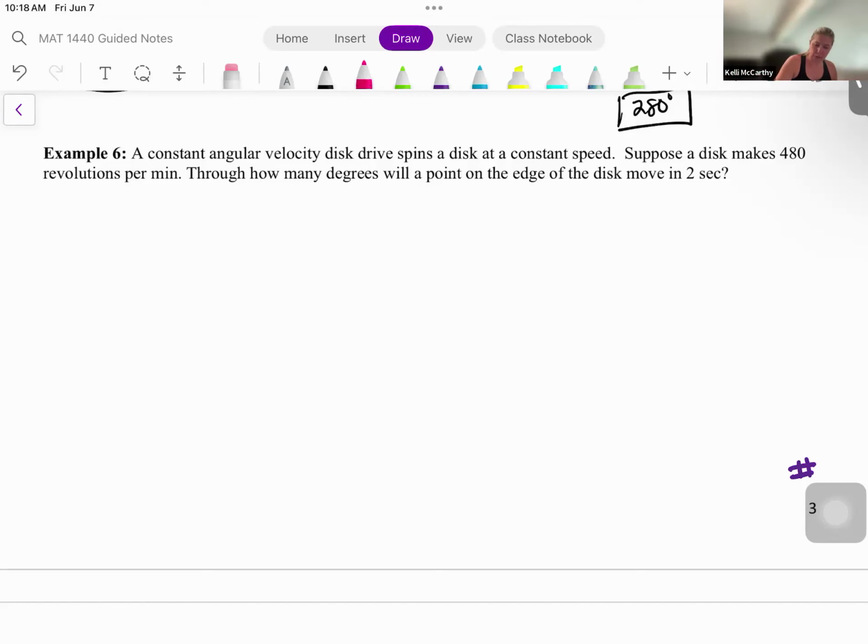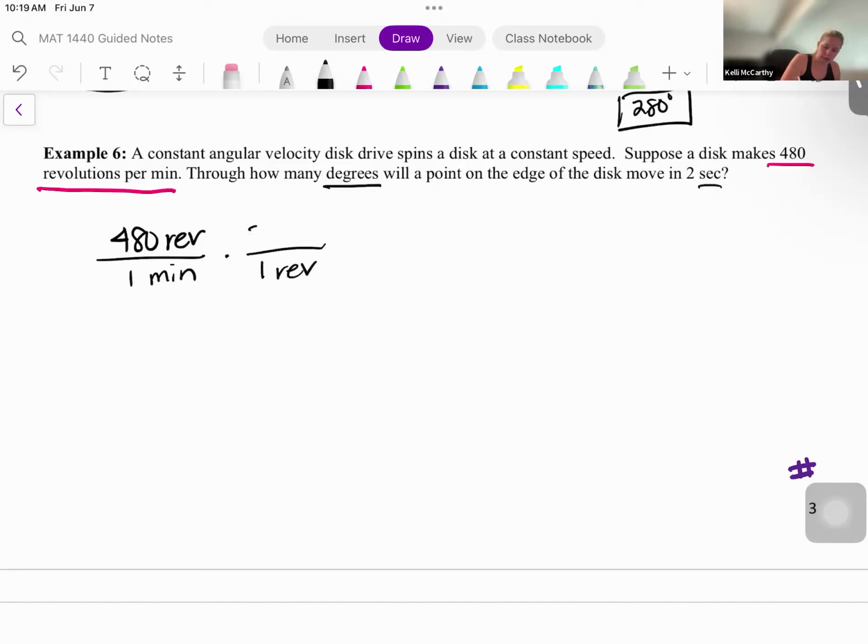So we're going to start with what's given. We were given that the disk rotates 480 revolutions per minute. We're going to set these up as vertical fractions. Now we want to end up getting to degrees and seconds. So we know that 1 revolution is 360 degrees. So in dimensional analysis, if I'm trying to get out of that unit of revolutions, I want revolution to be in the denominator and my new unit to be in the numerator. What this allows us to do is cancel out those units of revolutions.